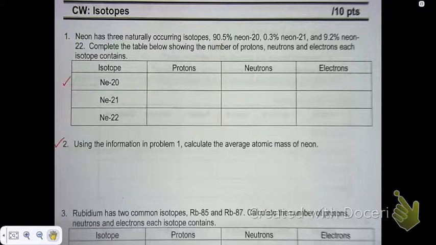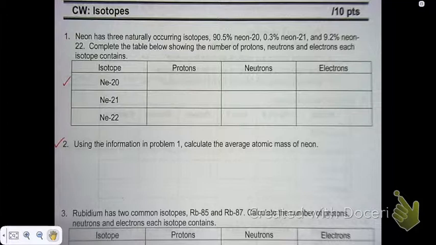Alright, I'm going to do a couple of problems from today's classwork, Isotopes. If you need help on these, just go ahead and look at these. I'm trying to do examples from each different area, as best as possible, so you have an idea of how to complete this at home. The first problem that we're going to look at is number 1, and we're going to look at neon 20.